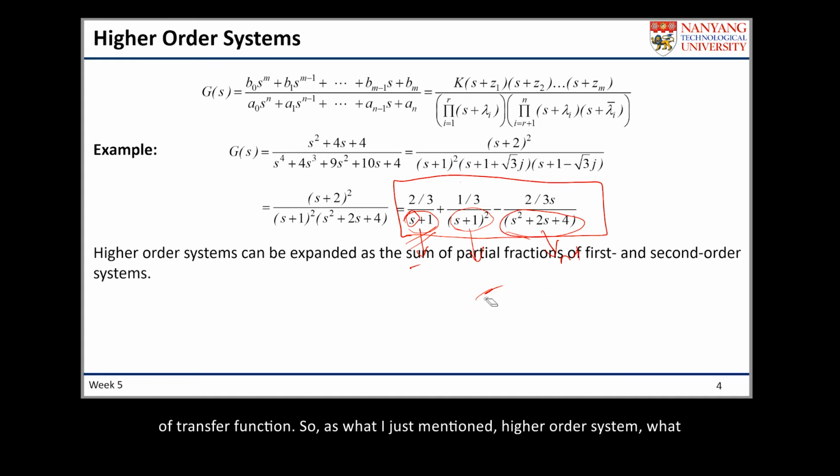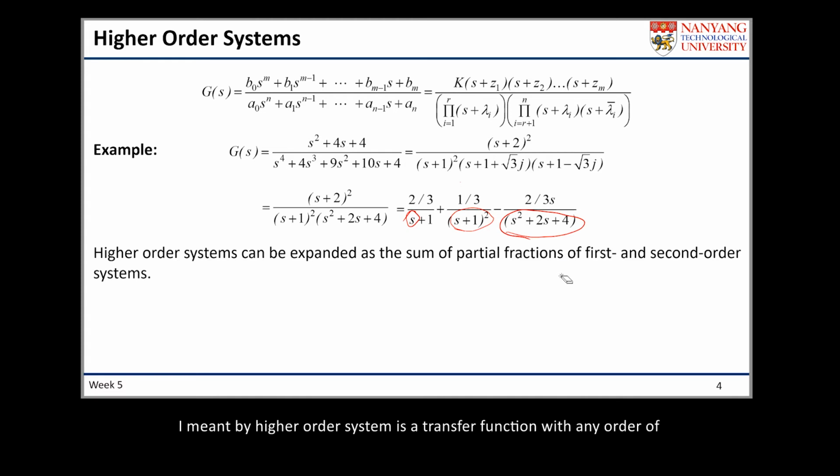As I just mentioned, a higher order system, by which I mean a transfer function with any order of polynomial on the numerator as well as on the denominator, can always be expanded as a combination of first order and second order, just like what we did before. We have first order here and second order on this. Any higher order system, you can always factorize into a combination of first and second order systems.